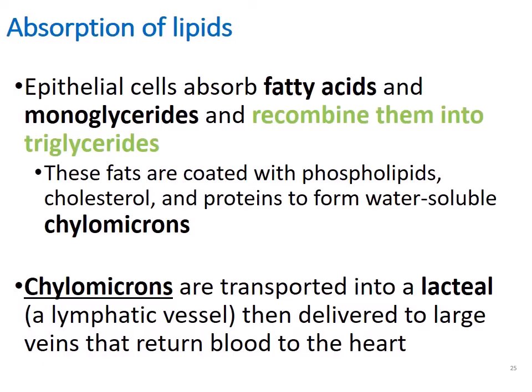So when it comes to lipids, epithelial cells can absorb fatty acids and monoglycerides, and then they can recombine into triglycerides inside of the cell. And then these fats are going to be coated with phospholipids and cholesterol and proteins and form something that is water soluble, which is called a chylomicron. And then chylomicrons are going to be transported into a lacteal, which is part of the lymphatic system, and then delivered to the large veins that return blood to the heart.